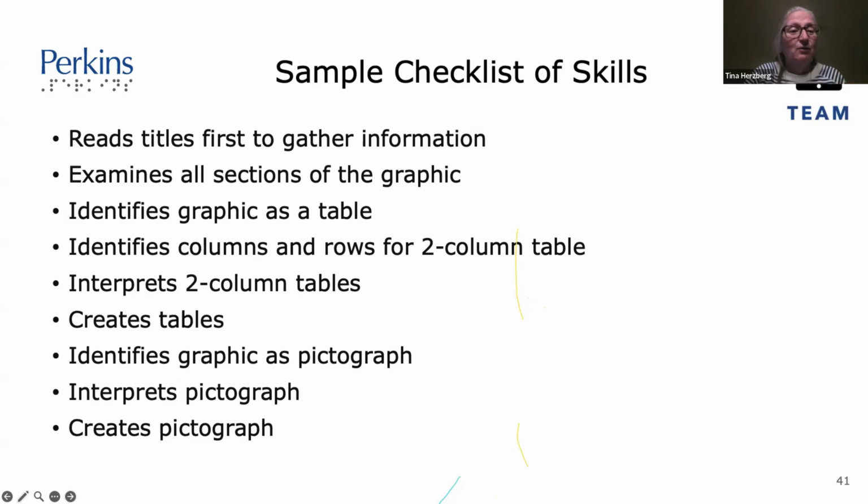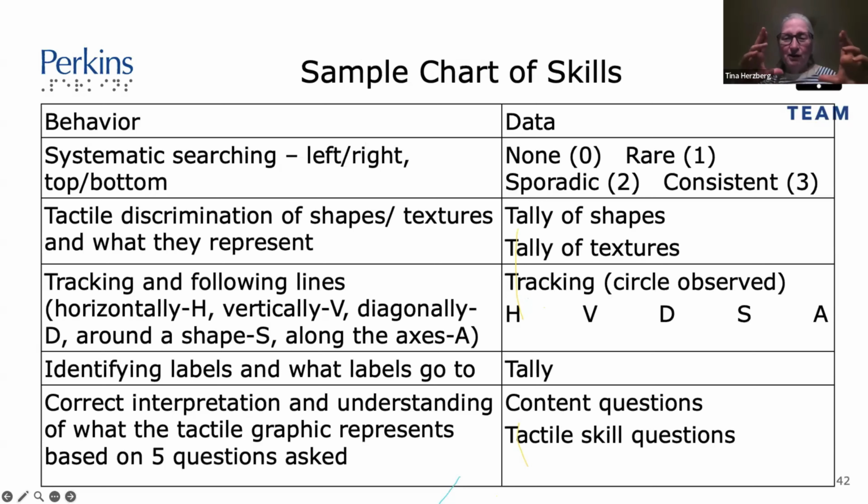They read the title. They examined all sections of the graphic. They identified the graphic as a table or whatever it was supposed to be. They identified that there were columns and rows for the two-column table. They interpreted the two-column table. They're able to create their own table. Or perhaps they identify the graphic as a pictograph. They're able to interpret the pictograph or create the pictograph. And so for whatever type of graph it is, you can come up with that checklist.